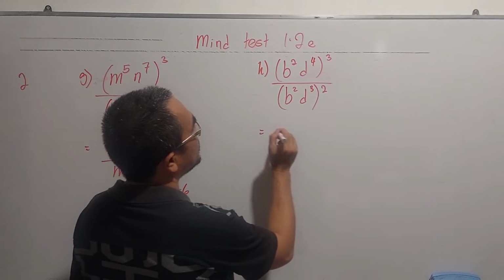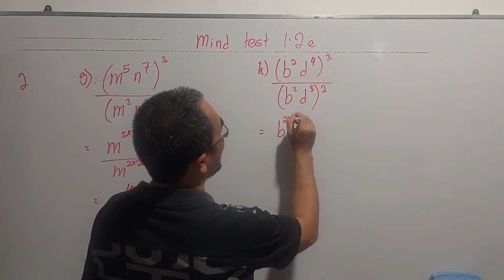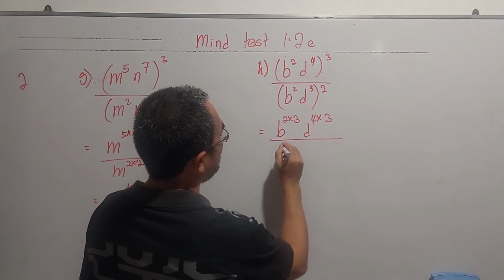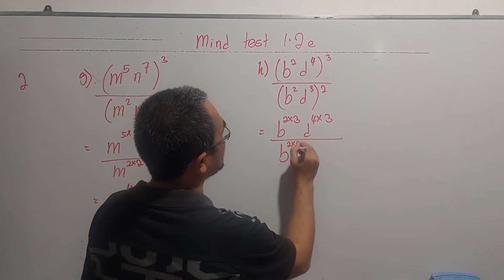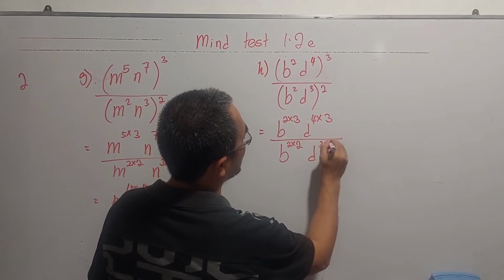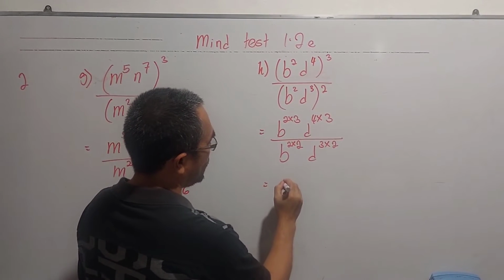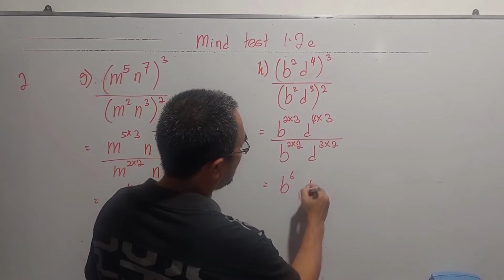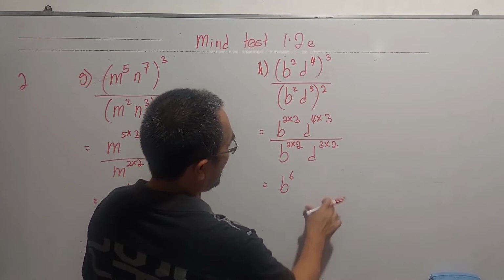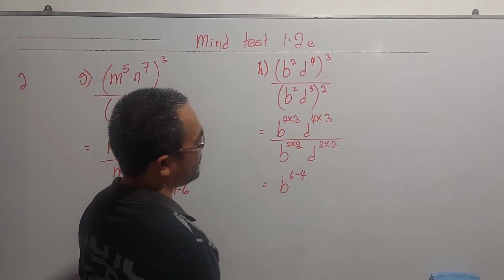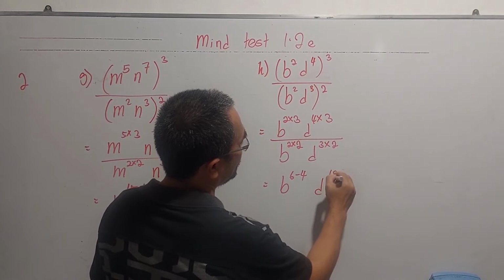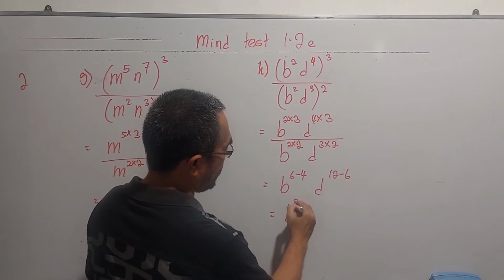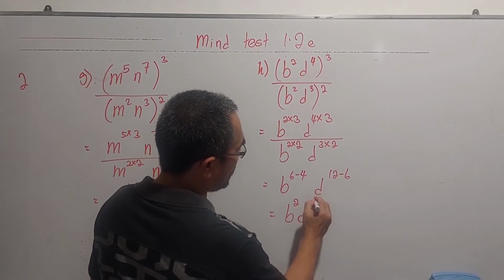And the last one will be B to the power of 2 times 3, D to the power of 4 times 3, B to the power of 2 times 2, D to the power of 3 times 2. So we have B to the power of 6 times D to the power, okay, and then we can say minus 4, and then D to the power of 12 minus 6. So we have B to the power of 2, D to the power of 6.